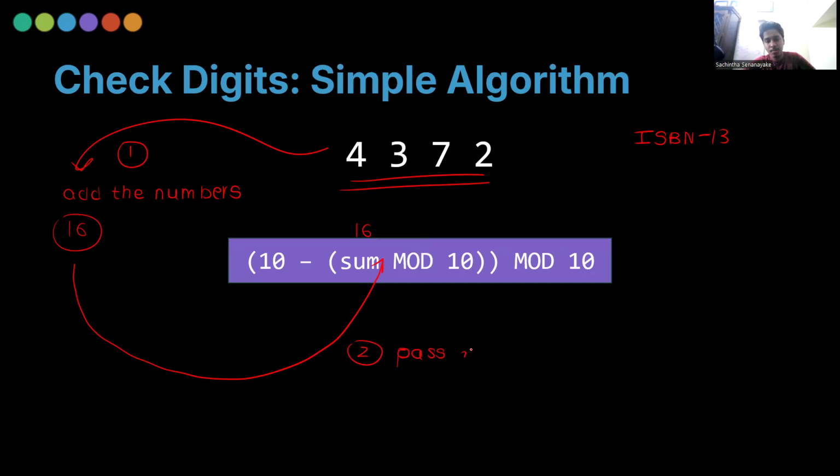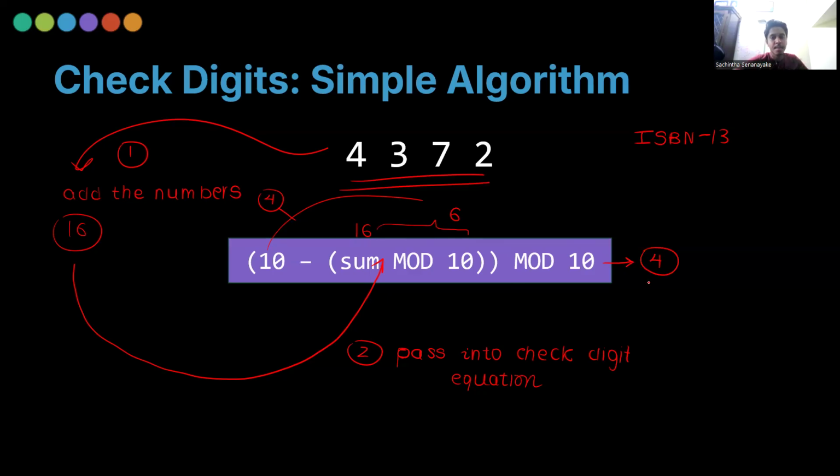Pass into the check digit equation, right? You pass it into a check digit equation, and let's calculate what we end up getting. So this will be 16 mod 10, which is 16 divided by 10 and its remainder, that will be 6. 10 minus 6 would give you 4. Then 4 mod 10 will give you 4, right? Because 4 divided by 10, remainder is 4.